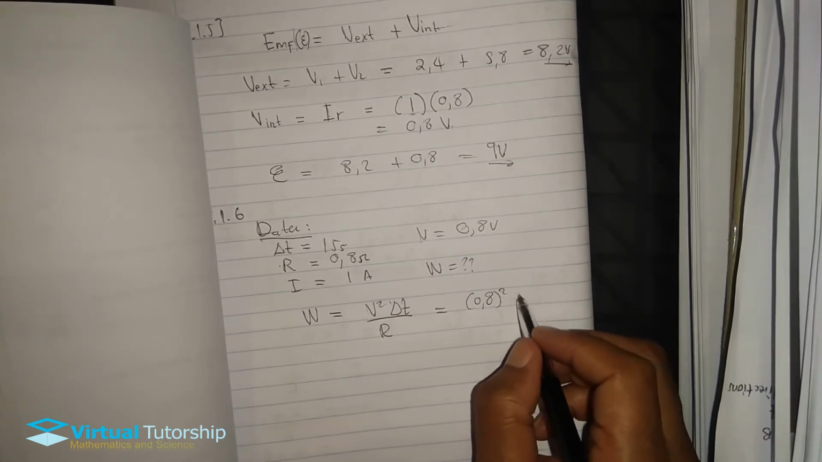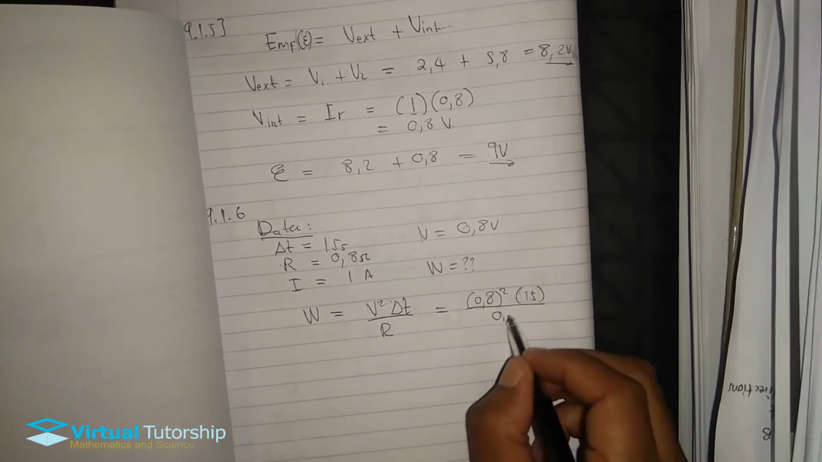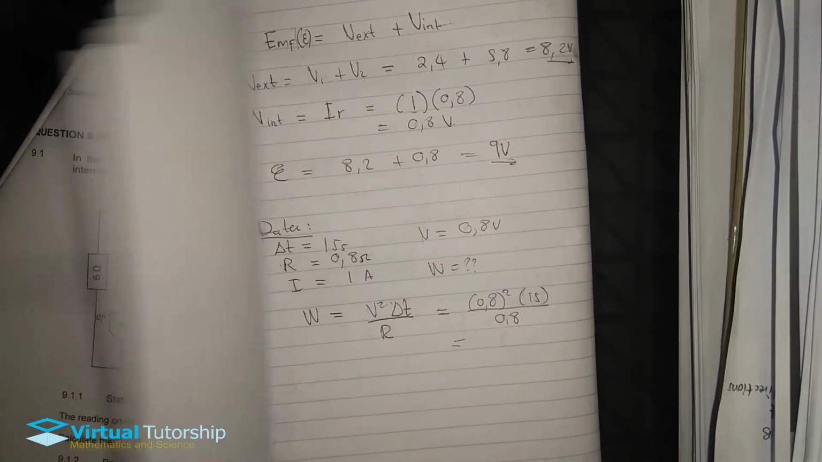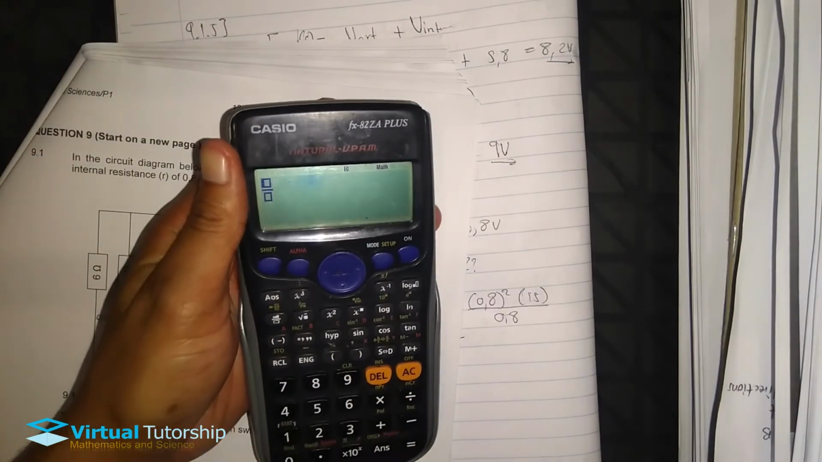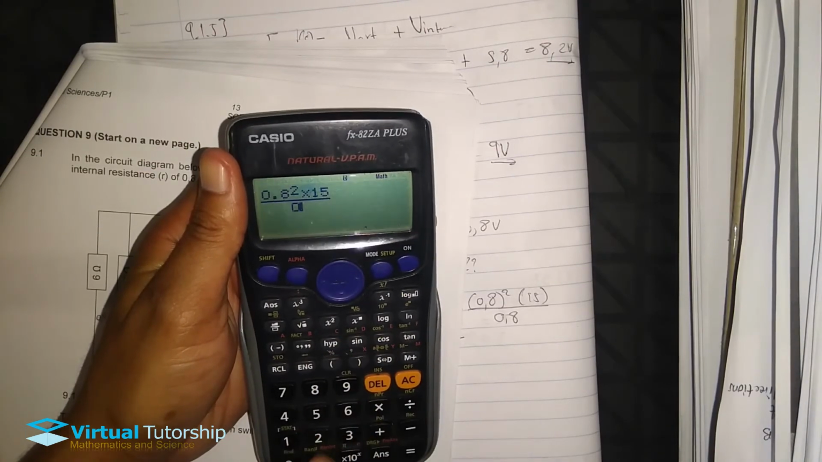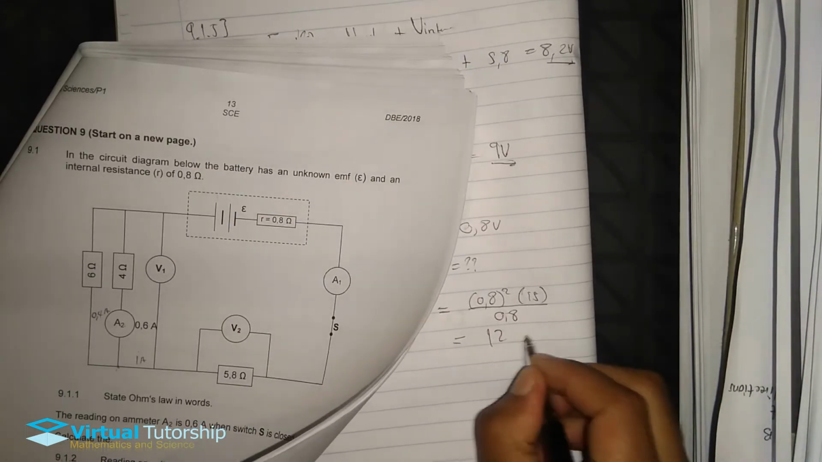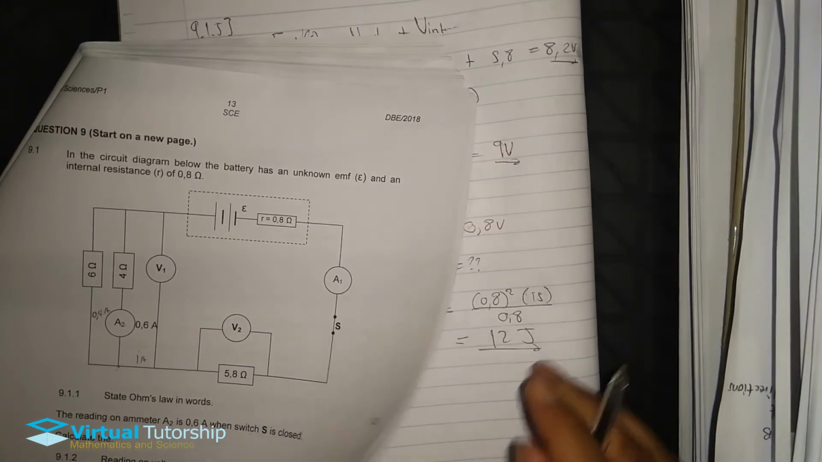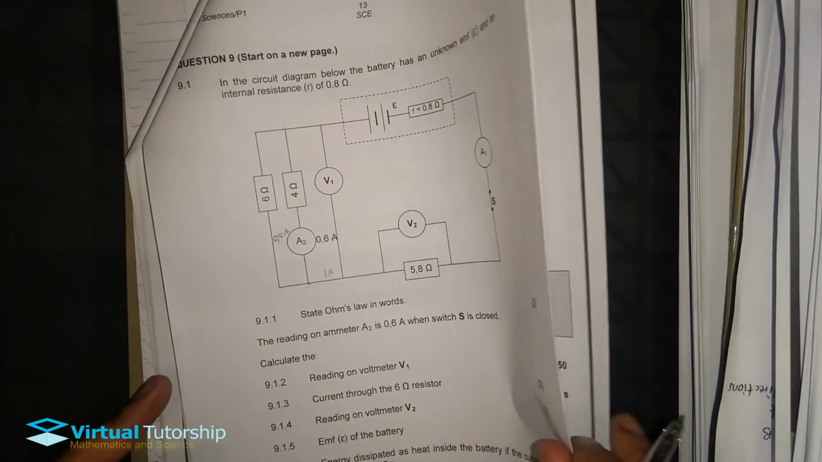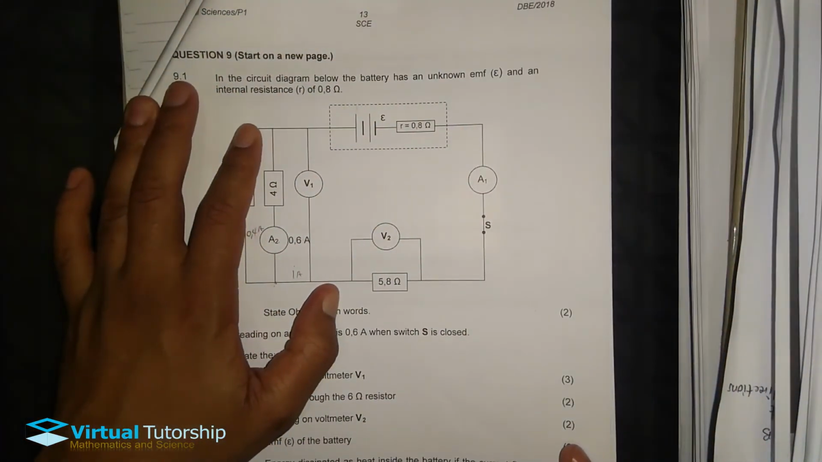So delta t is 15 seconds, divided by R, 0.8. The answer is 0.8 squared times 15 over 0.8. Our answer is 12 joules. Energy is calculated in joules. So this is the end of 9.1.